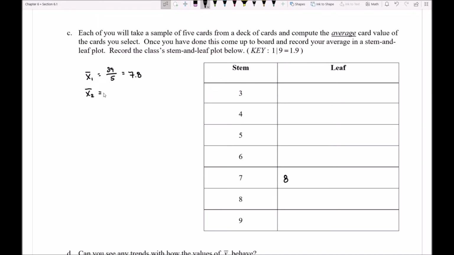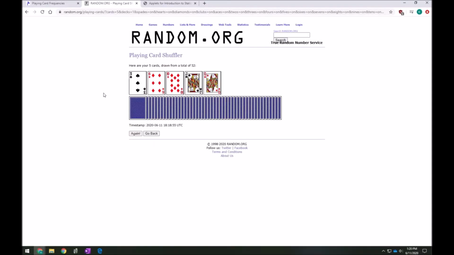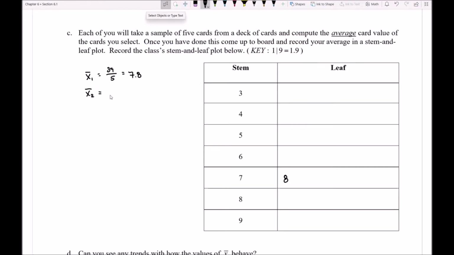Now, notice I could do this a whole bunch more times and get a lot of different X bars every time I draw new cards. I could go back and say, do it again. And this time when I do it, I can see I get a different value. Here I get 10, 20, 30, 39, 42. So here I could say I get 42 out of 5. And so that's actually going to give me a value of 8.4. So I could leave the 8 and put a 4 down here.